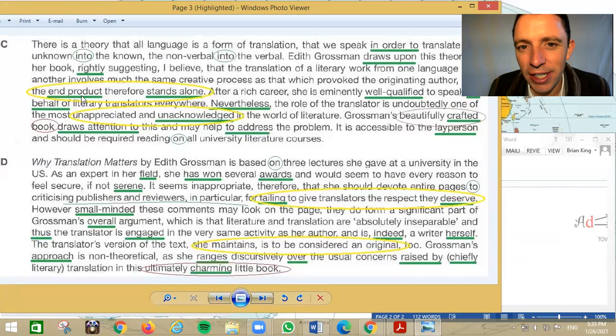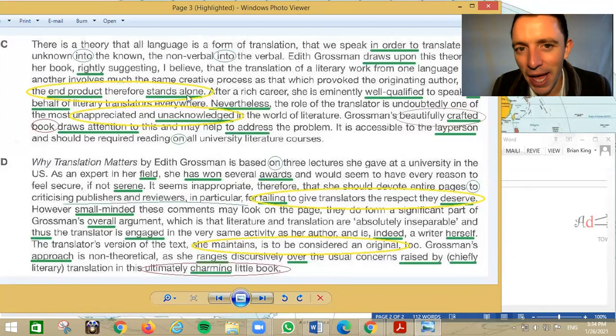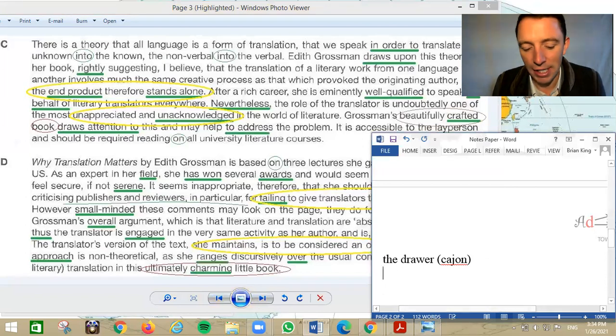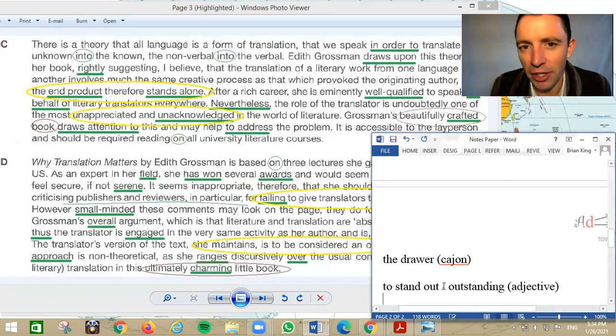Okay, end product is the final production, the end product. So you have the process and the end product is the final result, the final product. Stands alone is independent. Also, outstanding is very important. Sobresaliente in Español is outstanding. So there's a phrasal verb to stand out, como destacar, and outstanding is sobresaliente. So the phrasal verb is to stand out, and the adjective is outstanding. Good vocabulary for sure, and very good for sure.